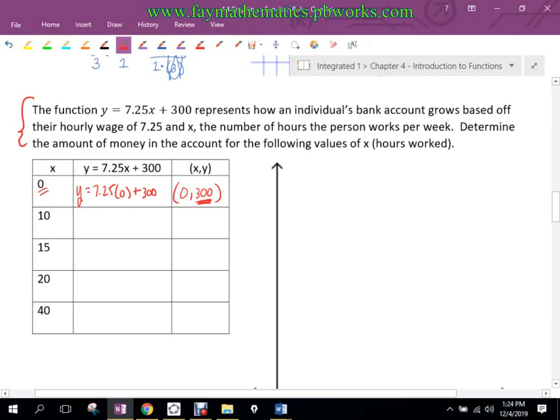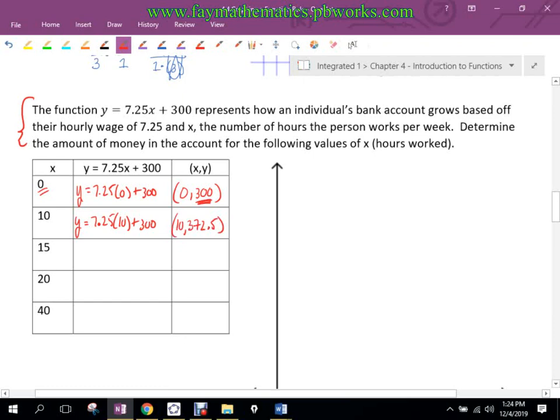Okay. But now if I work 10 hours, how does that multiplying by 10 adjust this decimal right here for 7.25? Move it over which direction? To the right. So 7.25 times 10 is 72.50, right? So at 10 hours, I should have $372.50. Is that okay? Yeah. All right.